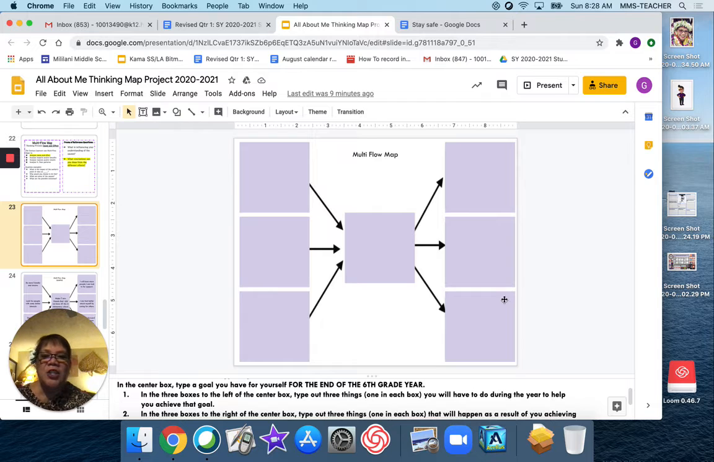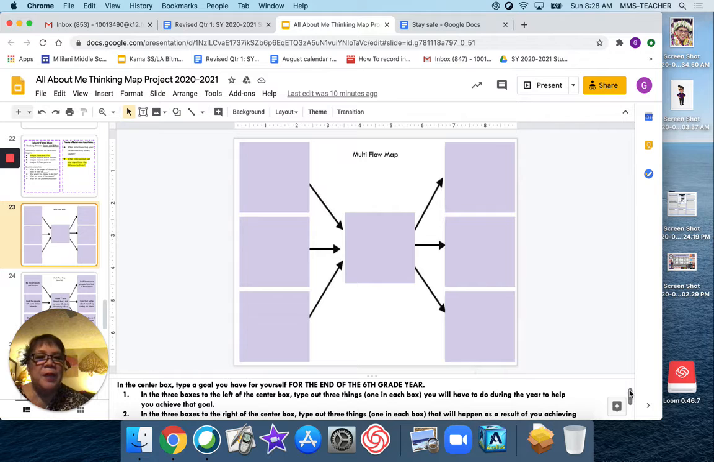So for each thing that you think of, it's 1 per box. Don't put all 3 things in one box, another 3 things in another box. No, it is 1 in each box, which is a total of 3 things that you want to do during the course of this year for you to achieve that goal.